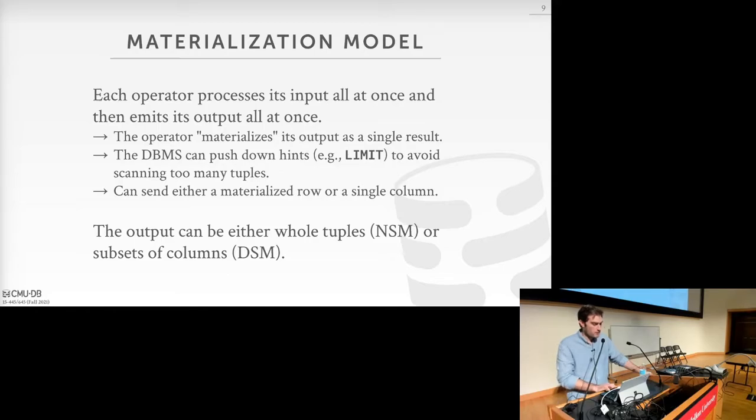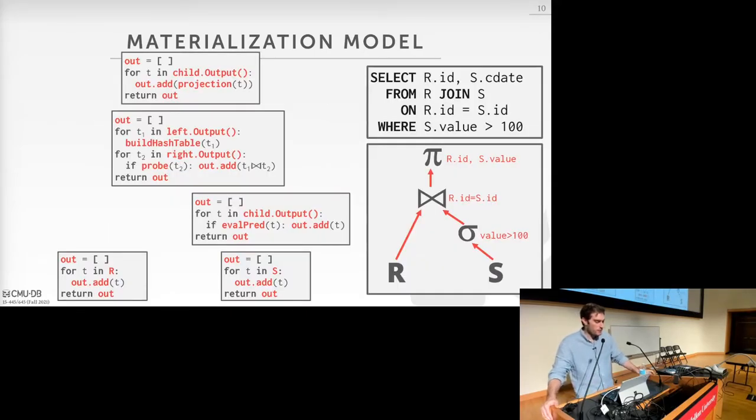Just visually, the way this would look, we still have the same operator breakdown here, but rather than having these next function calls that return a single tuple at a time, the root node is going to call its child, the join, and say, please give me all of your outputs. That's this child.output function. And then you can iterate over all of the tuples in the materialized output. So the root node is going to call the join.